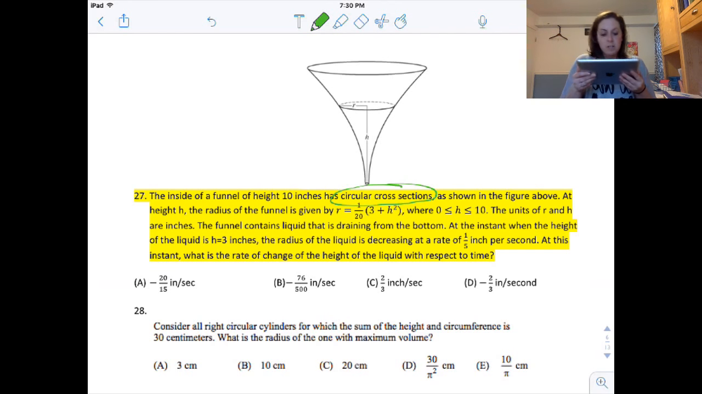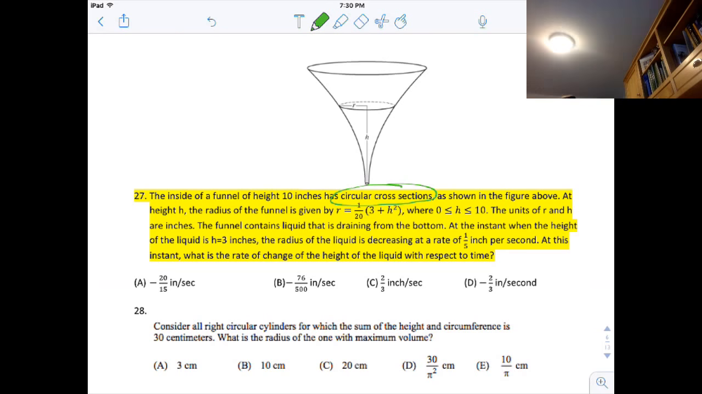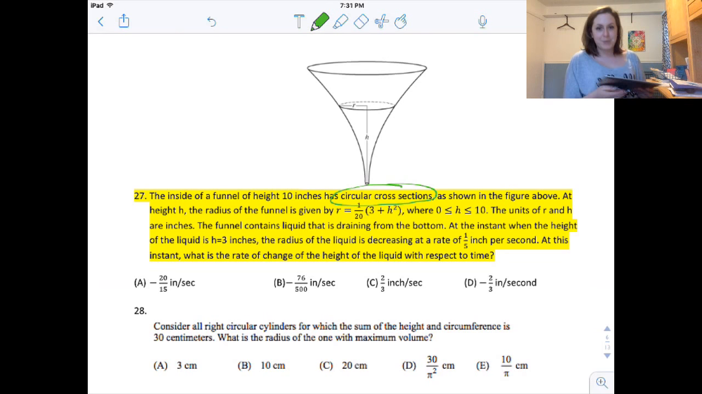So the radius of the funnel is given by R, and that's defined for you, where H is between 0 and 10. The units of R and H are inches. The funnel contains liquid that's draining, and at the instant when the height is 3, the liquid is decreasing at 1 inch per second. So that's dH dt.